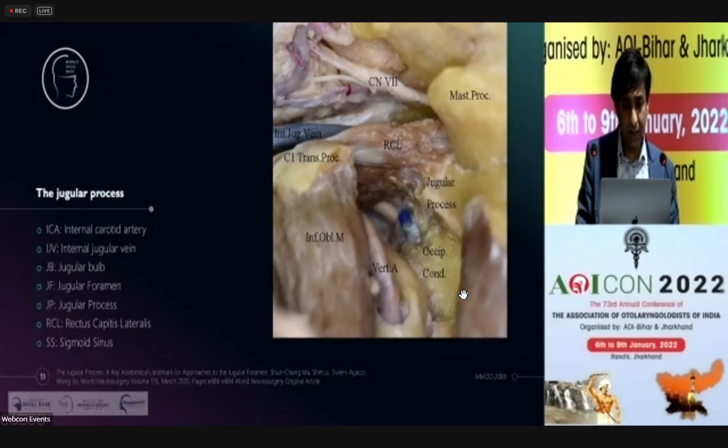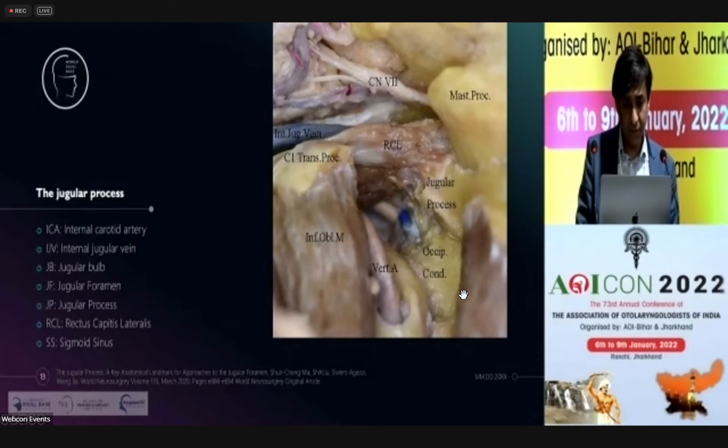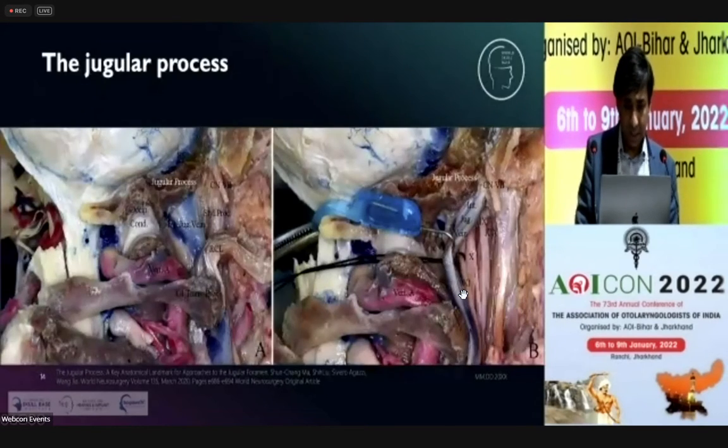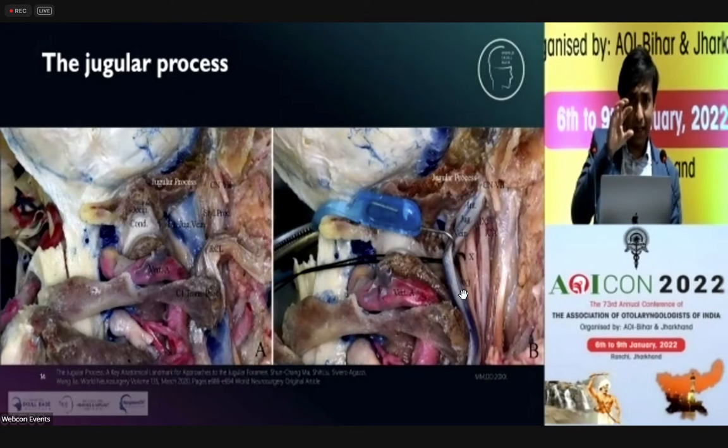This is the C1 transverse process. The inferior oblique muscle is attached here. The superior oblique muscle has been resected out. So basically, the stylomastoid foramen is here, then the mastoid process, jugular process, and the occipital condyle. Looking at this laterally, this is the jugular process and the occipital condyle is here. The jugular process is at a slightly higher, more superior plane than the occipital condyle itself when you look from superior to inferior.